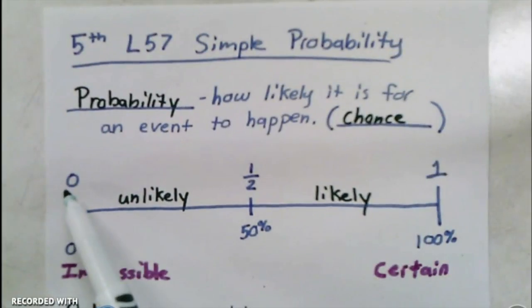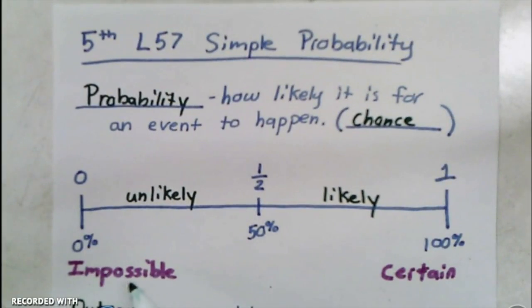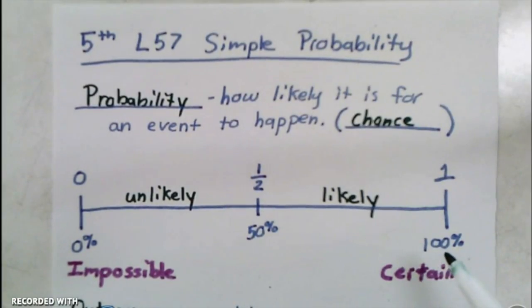So 0 means that something is impossible if it has a 0% chance of happening, or if it's 0 out of whatever 5 chances, then that means it is impossible. 1 or 100% means that it's certain for whatever favorable thing you want to happen. Okay, the probability is certain, it's 100%.